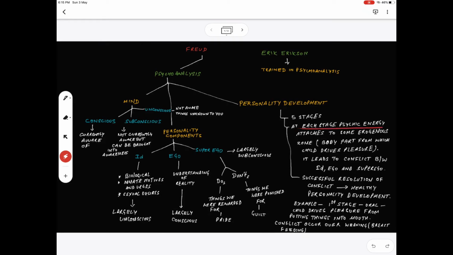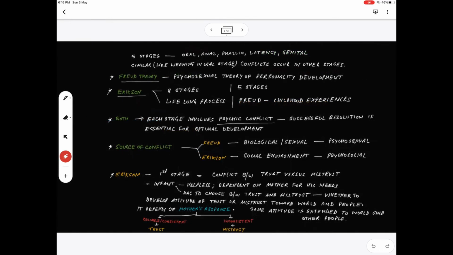So he says that at each stage, psychic energy attaches to some erogenous part of your body, and then conflict occurs. Successful resolution of this conflict will give you healthy personality development, and unsuccessful resolution leads to unhealthy personality development. Now next is Erikson. Erikson also talks about conflict, and he also says that successful resolution of the psychic conflict is essential for optimal development. But the difference is that Freud says the source of conflict is biological or sexual. That is why Freud's theory is called psychosexual, because there is a psychic conflict and the source is biological or sexual in nature.